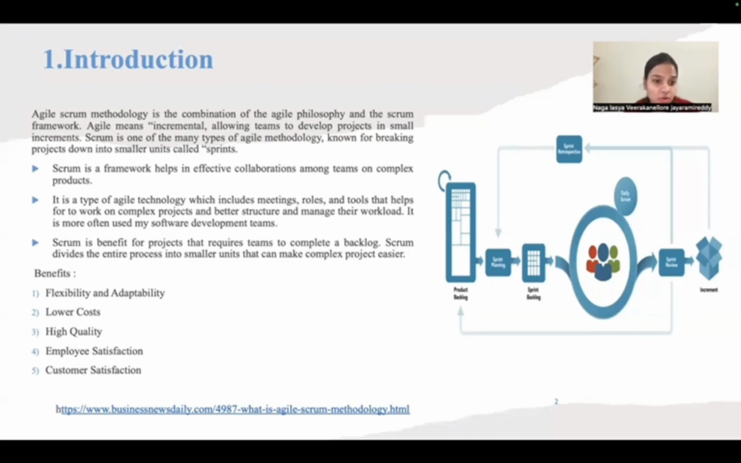The next benefit is it will lower the overall cost and it will provide high quality. It will give more customer satisfaction as the customer receives what they want. It will also improve employee satisfaction.